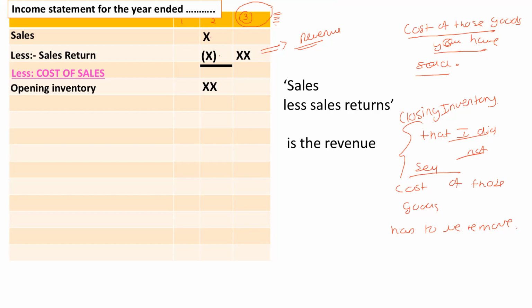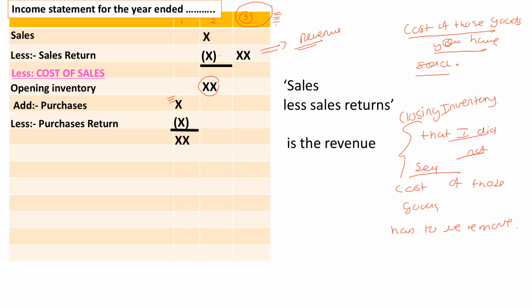So you start with the opening inventory. In that, whatever goods that you've purchased, you're going to add it. I'm writing this in the inner column because the purchases for the year have a lot of adjustments to be done. From the purchases, you're going to subtract the purchase return. Purchases minus purchase return will give you your net purchases.